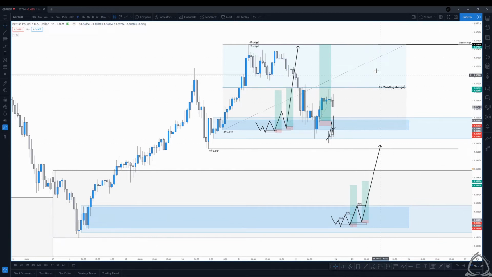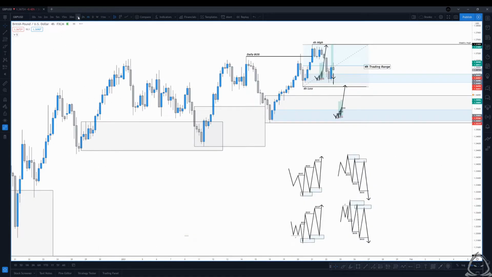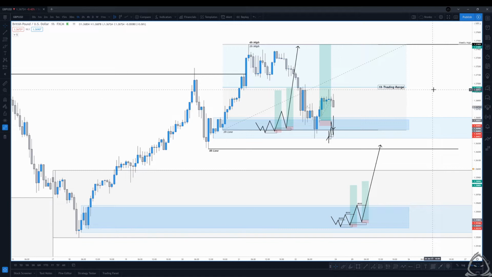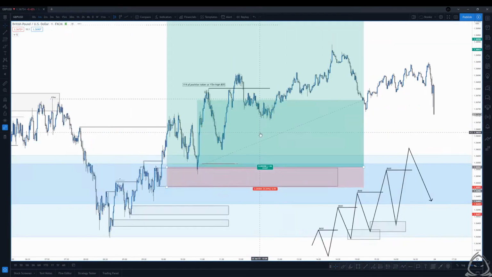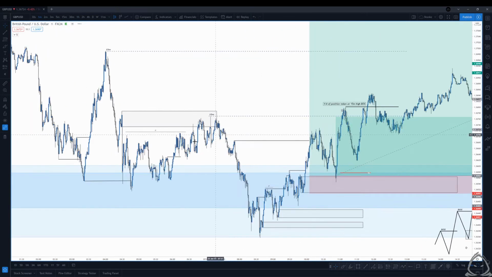I have my trading ranges set up on the 4 hour and the 1 hour just to really call out what I was looking at, as well as the premium versus discount areas. So once price came into this area, I got my alert once price tapped in here. This was at 3 in the morning.